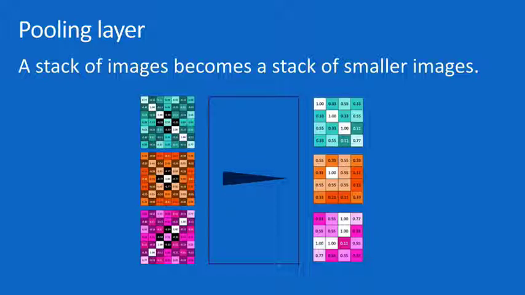So far we've seen two operations, one which is convolution. I hope the intuition for that is clear, and the other which is pooling, which is actually a much simpler operation than convolution.